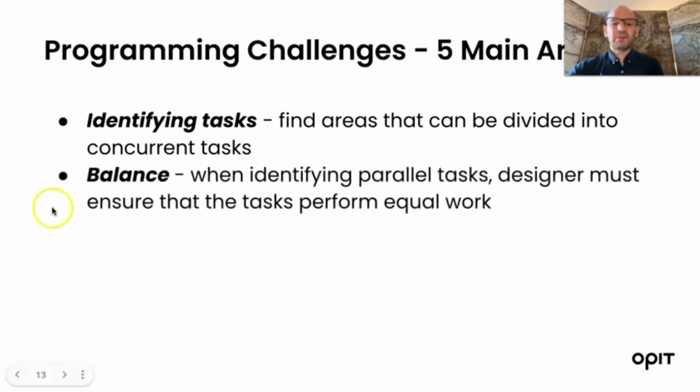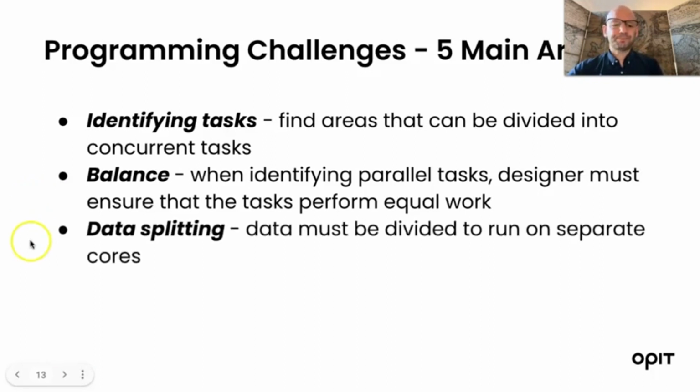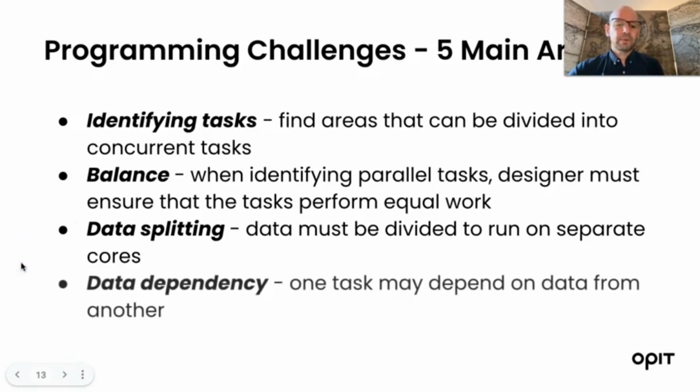Also, we need to find balance. When identifying parallel tasks, the designer must ensure that the tasks perform equal work, right? So that the load is shared across both of those cores, if we're referring to the previous example. And then each thread may be accessing data, right? So data splitting becomes an issue. Data must be divided to run on separate cores. So we have to think about that and manage that effectively.